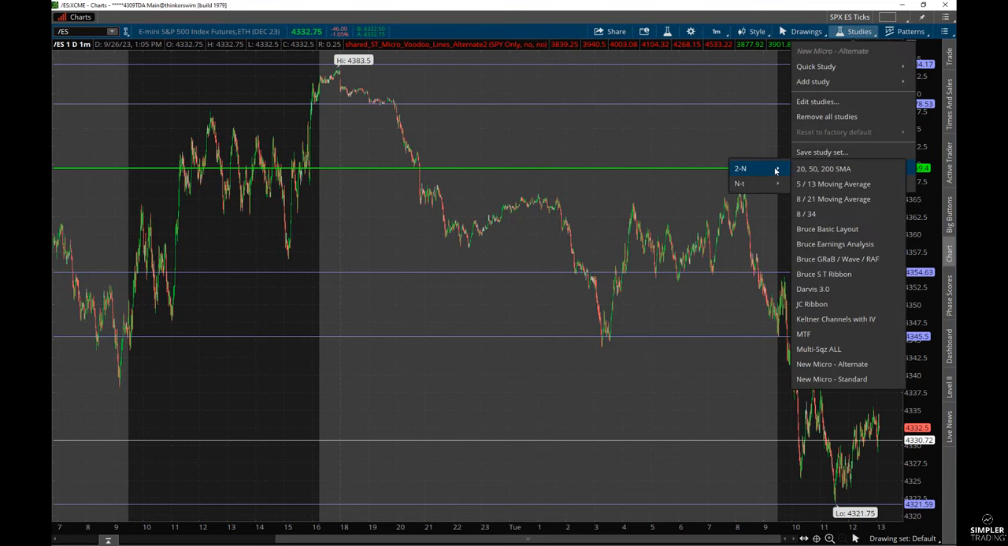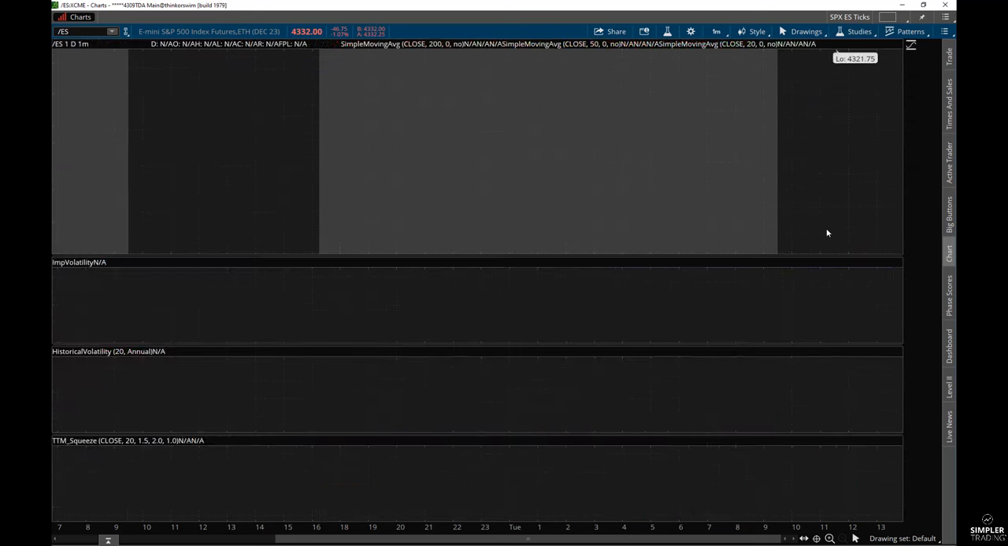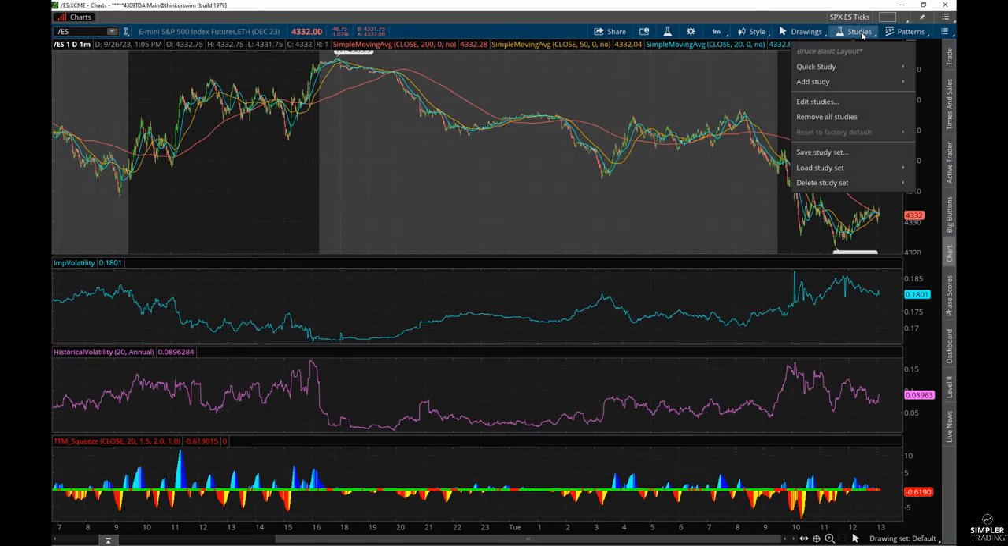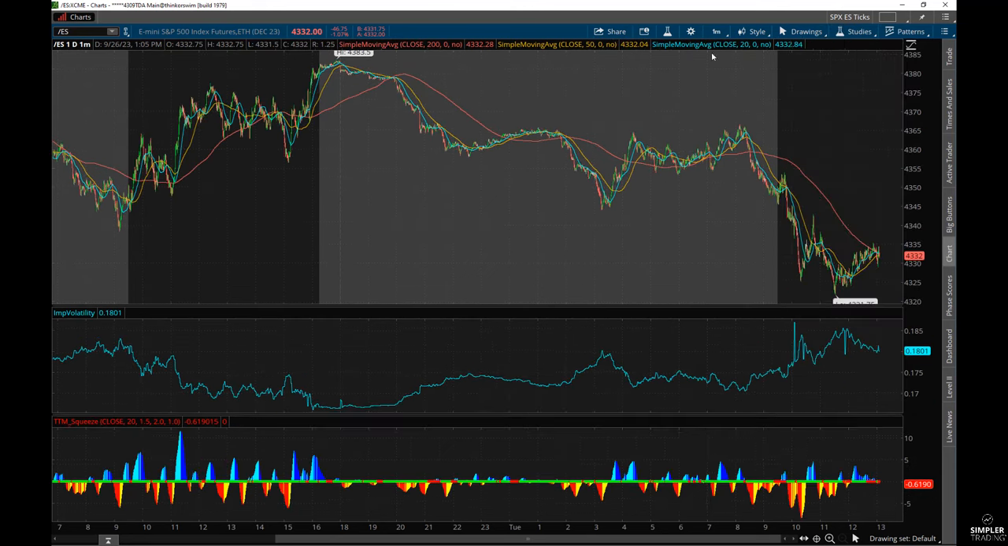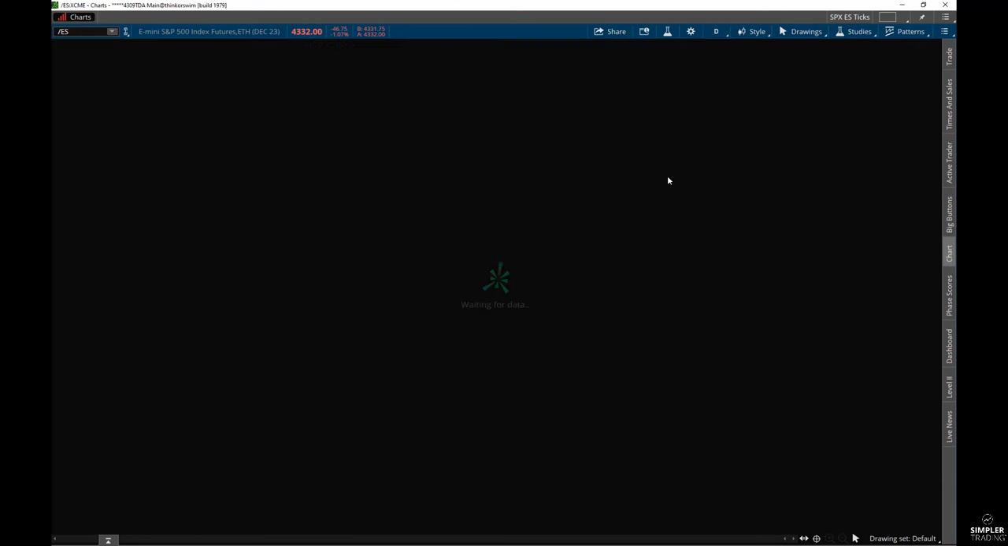So let's get started here. First of all, I'm going to put on a basic layout. We'll start with this. Actually, you know what? I'm going to start with a kind of default here.